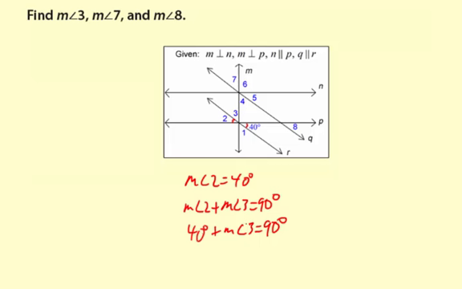So I know 40 plus 50 is 90, so I'm just going to say the measure of angle 3 is 50 degrees. I just kind of solved that mentally. You could subtract 40 and work it out if you need to, but I just did mental on this one.